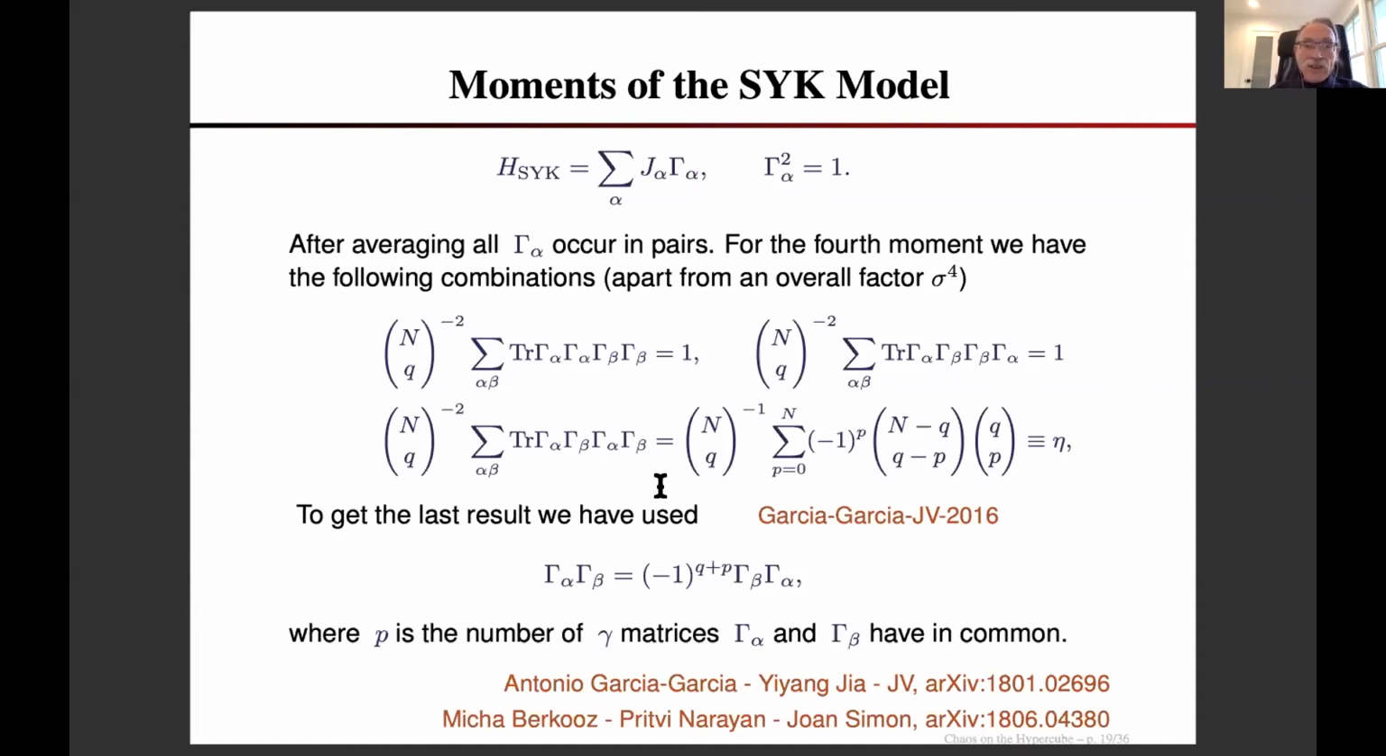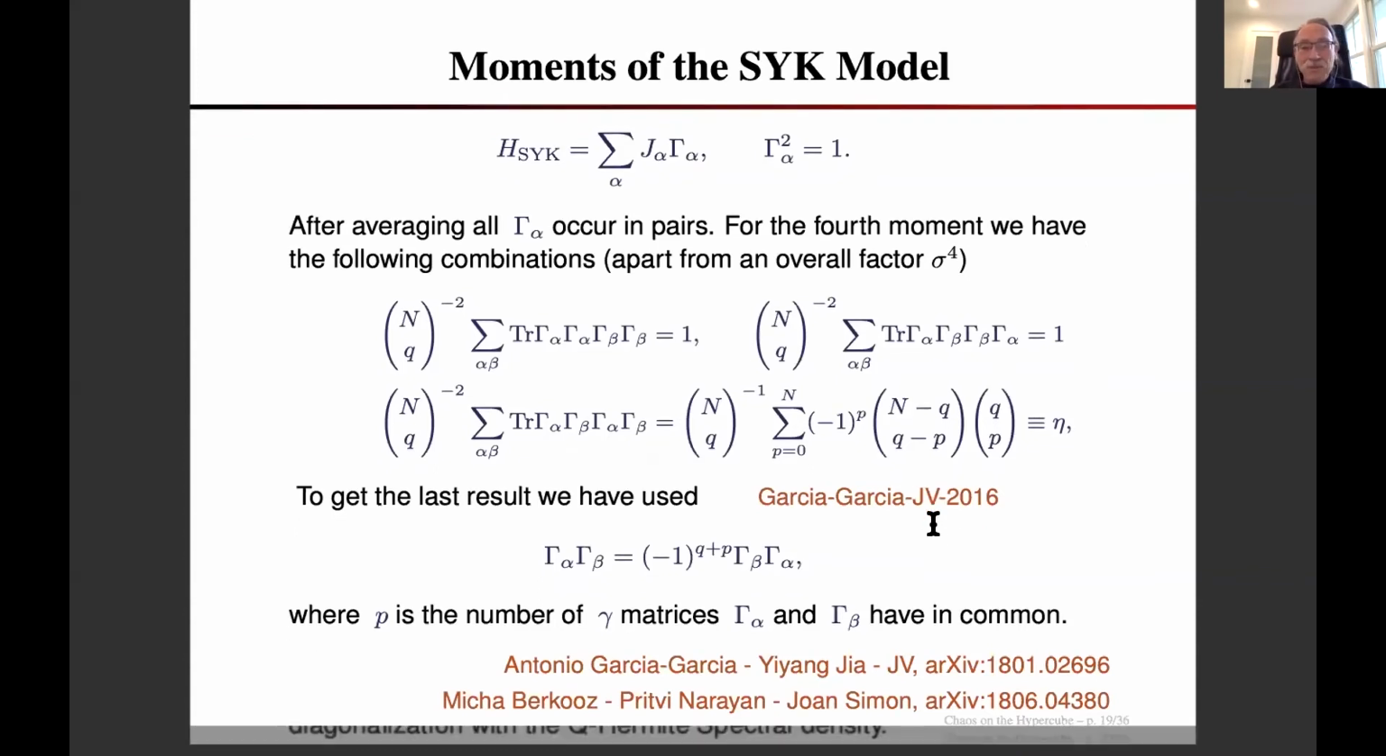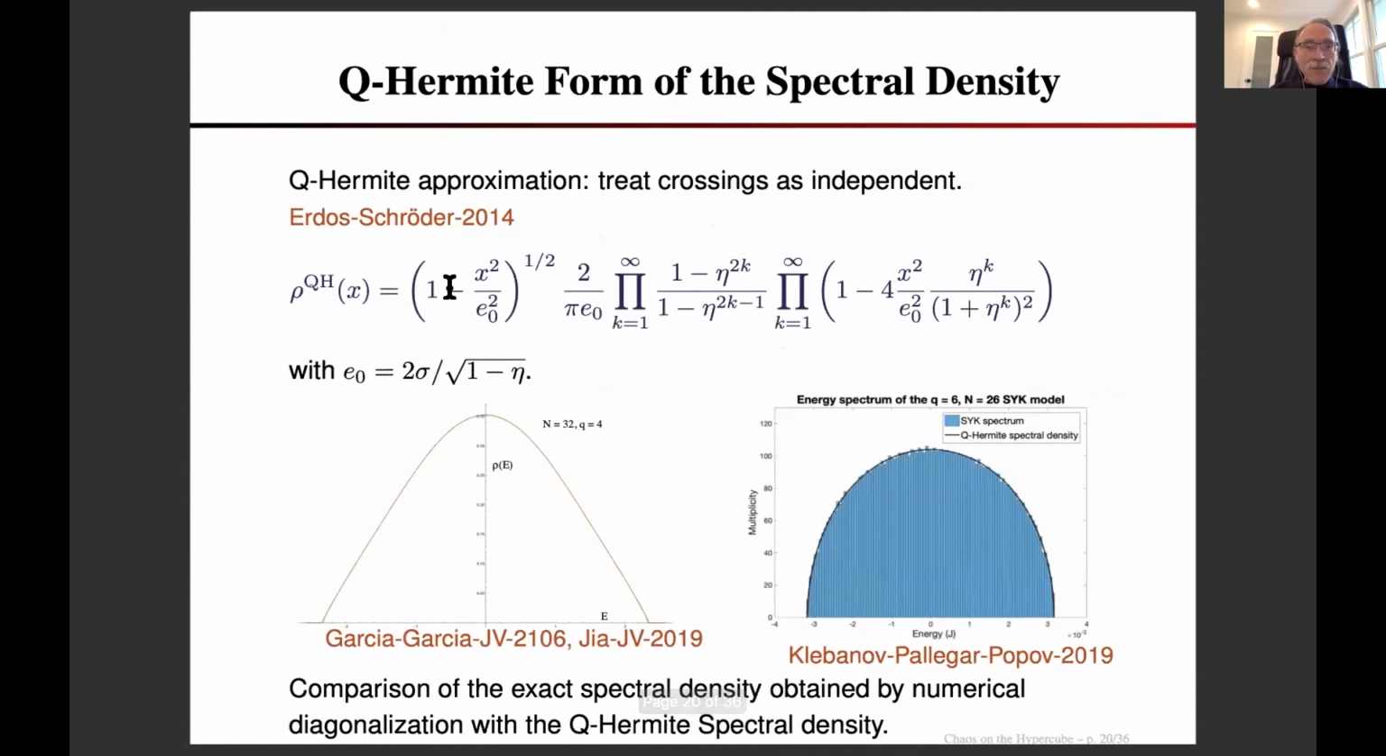So it's clear that the difference between the spectral density of the SYK model and the hypercubic model is that the eta for the SYK model becomes cosine phi for the hypercubic model. And if you make that substitution, you should find the spectral density of the hypercubic model. So let's see how it works.